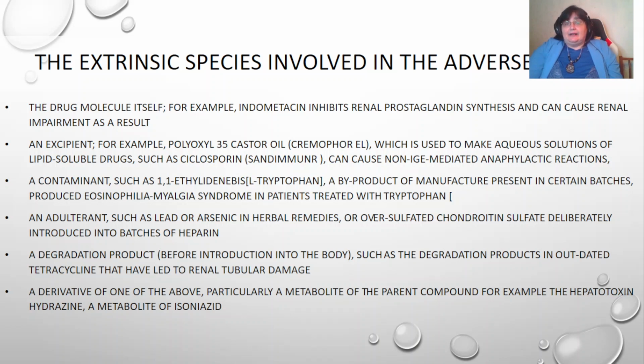A contaminant such as 1,1'-ethylidenebis-L-tryptophan, a byproduct of manufacture present in certain batches of L-tryptophan, produced eosinophilia myalgia syndrome in patients treated with tryptophan. An adulterant such as lead or arsenic in herbal remedies, or oversulfated chondroitin sulfate deliberately introduced into batches of heparin.